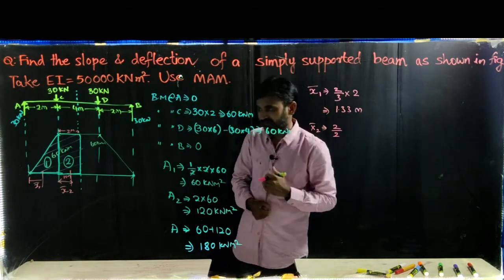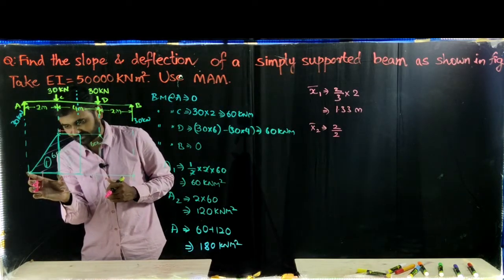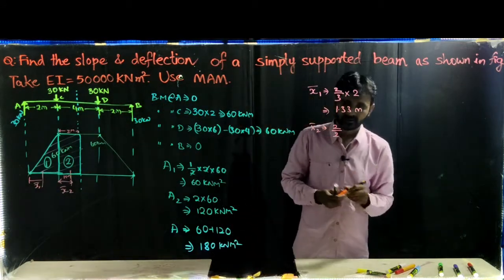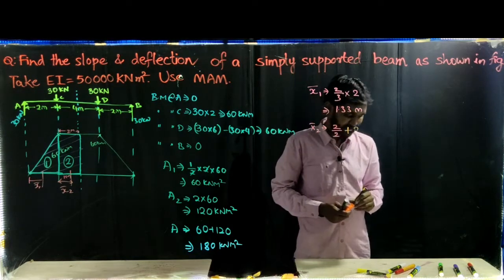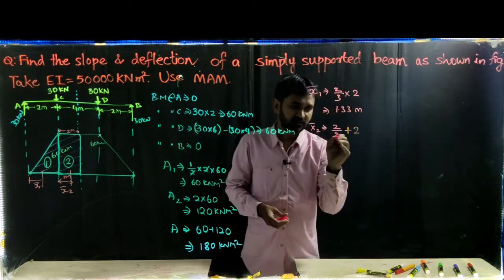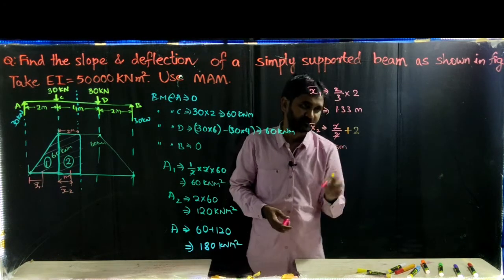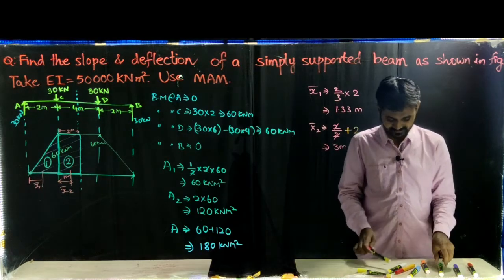But what you have to do, in the sense, this area will be starting from here, so you have to add that 2 also. So plus 2, that distance has to be added. So I got 3 meters. So my x bar of 2 will be 3 meters.